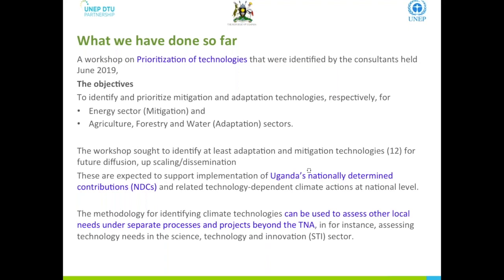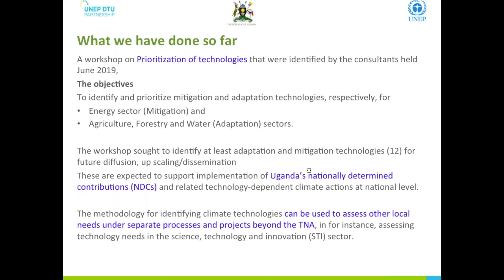And like I said, these were energy for mitigation, agriculture, forestry, and water for adaptation. And for each of those sectors, we also went ahead to identify at least 3 technologies. So that means a total of 12 technologies were identified for future diffusion and upscaling and possible dissemination.